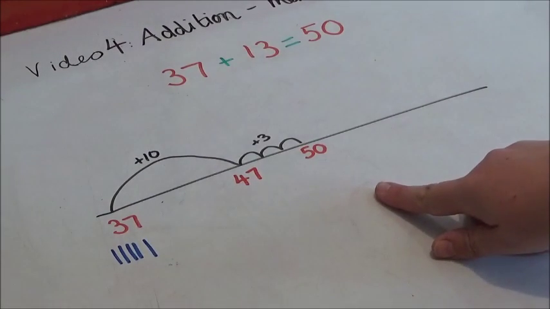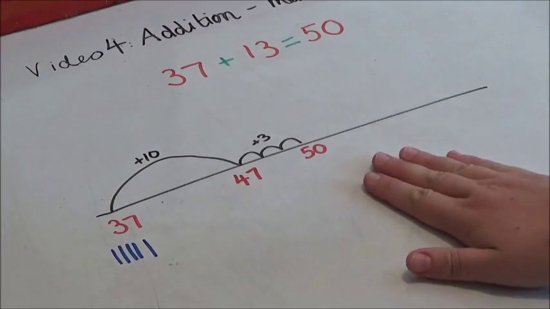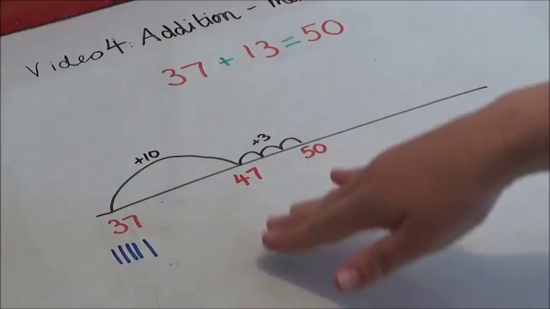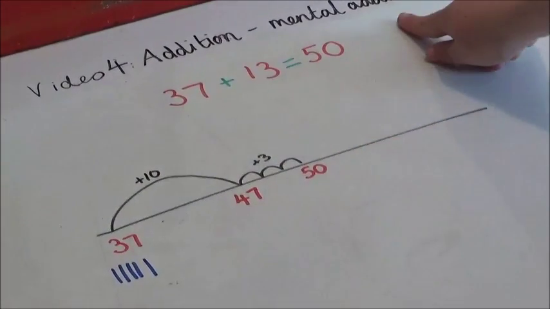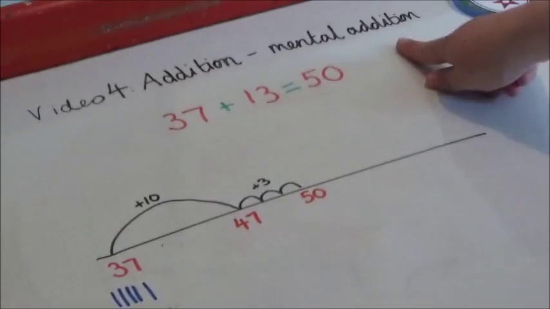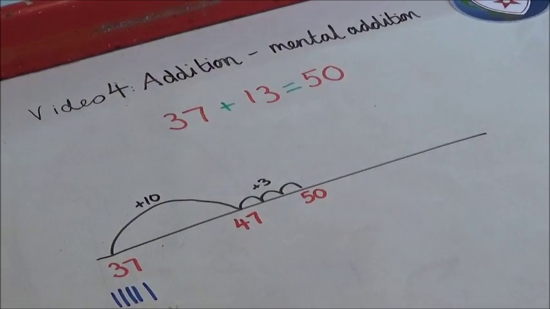This is the kind of thing that you're going to be seeing in your head when you move on to more mental methods. By having a visual picture first, you can see the process and then move on to doing it in your head. Let's have a look at another larger example.